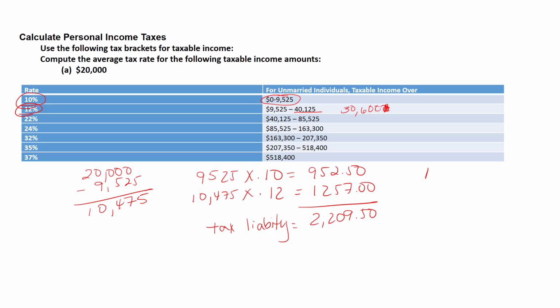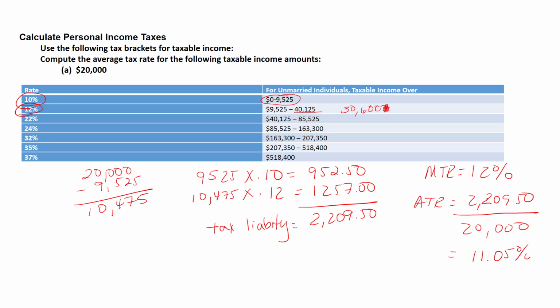Now let's talk about the marginal tax rate. If we were to make $20,001, which of these brackets would that $1 fall in? We've already used all of the money in the first bracket. Did we have money left over in the second? Yes, we did. So that's where that dollar would fall, and our marginal tax rate is 12%. To get our average tax rate, we take our tax liability, $2,209.50, and divide it by our taxable income, and our average tax rate is 11.05%.